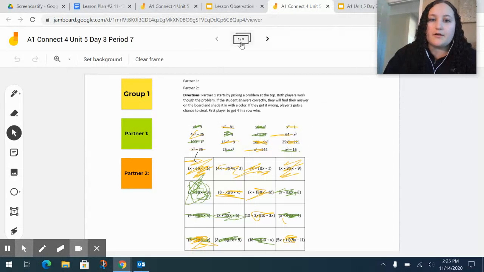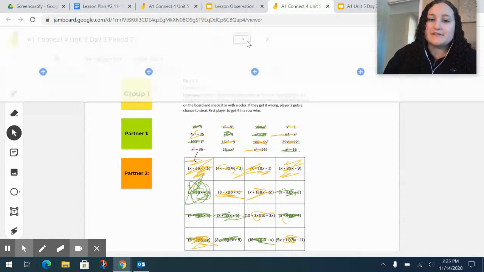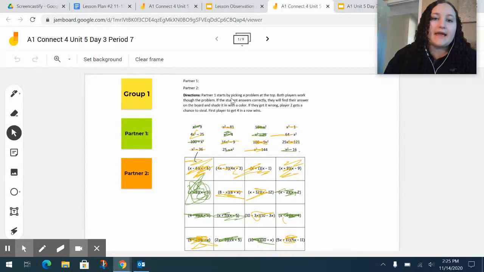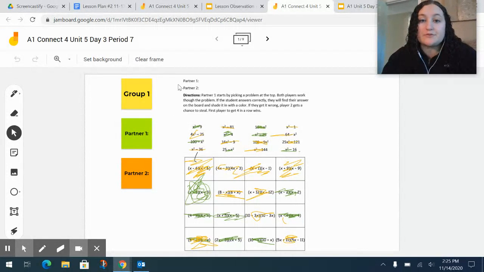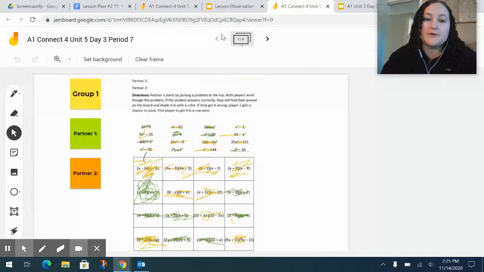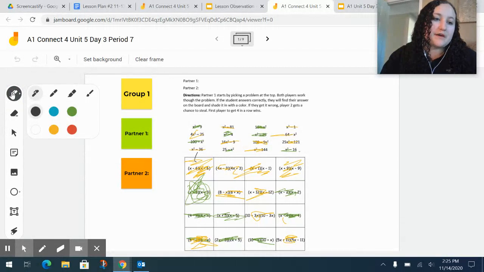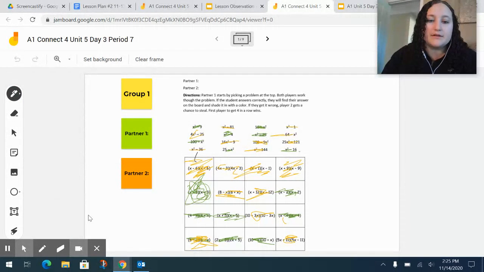So I have 9 different boards, and let me cover that back up. Based on the breakout room that the students were in, they would go to whatever board they were. So this was group 1, this was group 2. And then they take one of these problems and shade it in with their color. So partner 1 was green. There's this little pen option, so you could change up the color or the highlighter or whatever you wanted to do.